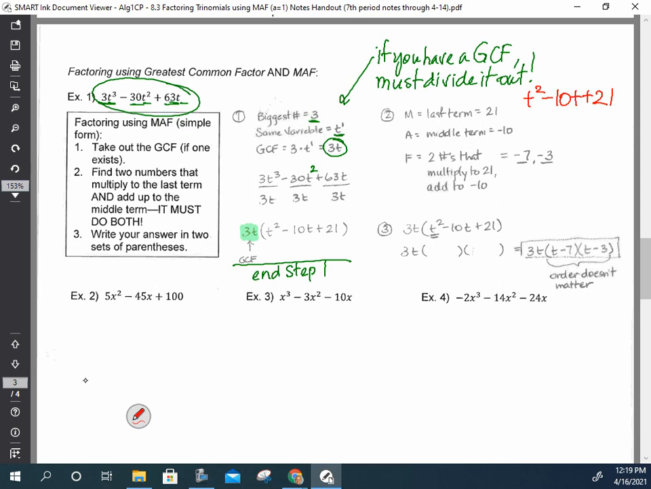So now we do MAF. Last term is 21, middle term is -10. Two numbers that multiply to 21 and add to -10: -7, -3. So that's the end of step number 2.